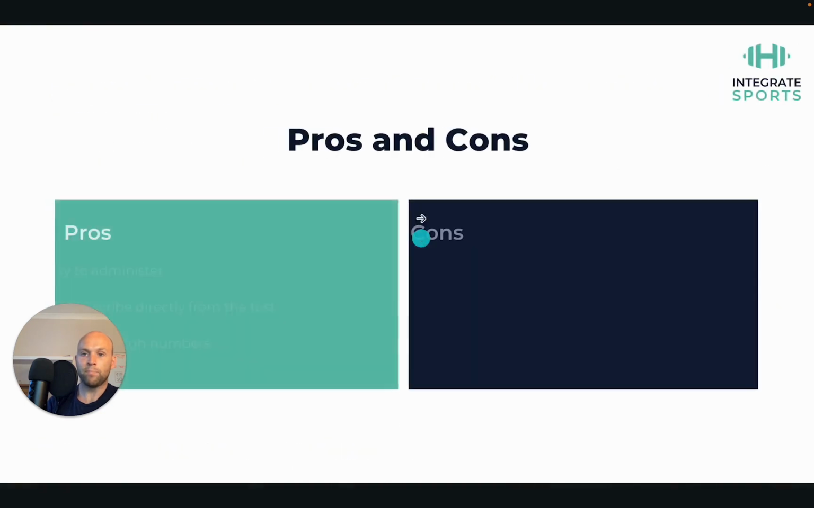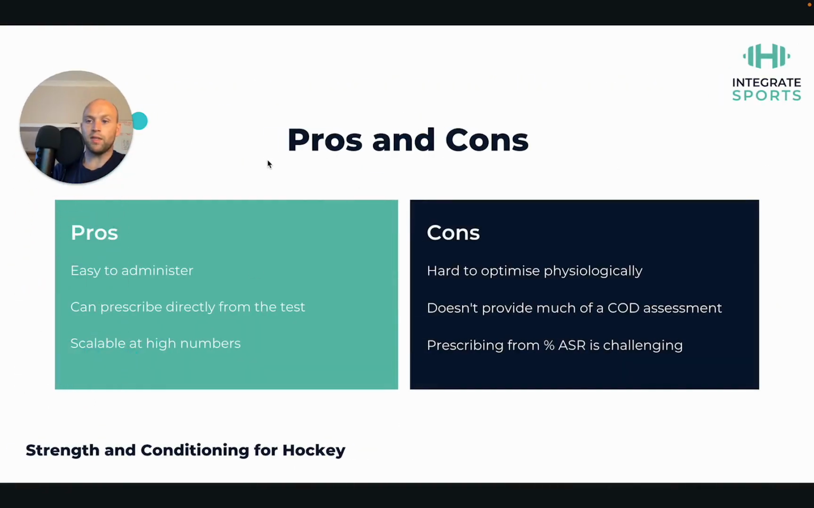Pros and cons of this approach. Pros is it's easy to administer. Very simply, what we have to do is just run 16 lengths of the pitch. You can prescribe directly from the test. You can prescribe from MSS directly. You just have one number and you can do lots of calculations from it, and you can provide very individual distances based off of it. And it's really scalable at high numbers. So whether you're working with 5, 10 or 20 athletes, you can very simply execute the test. And again, if you think back to the assessment section where I went into more detail on the 16 pitch lengths, the administration of the test is actually pretty straightforward.